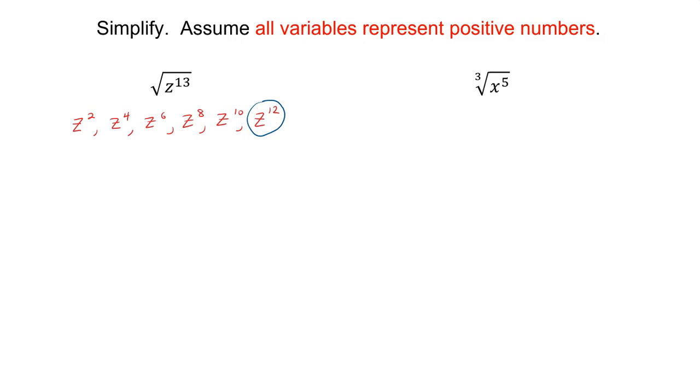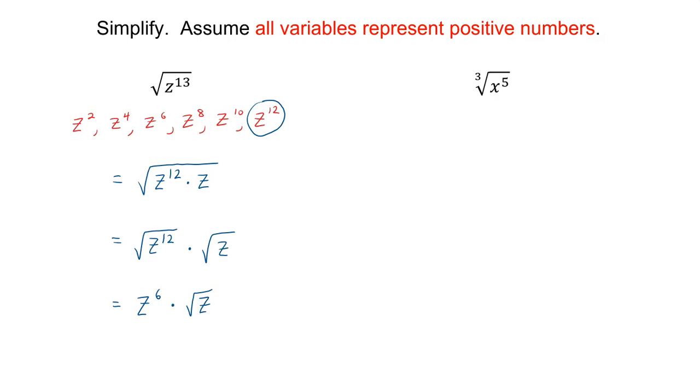So now let's write the square root of z to the 13th as the square root of z to the 12th times z, because z to the 12th times z is still z to the 13th. And by the multiplication property of radicals, the square root of z to the 12th times z is the square root of z to the 12th times the square root of z. Now simplify the square root of z to the 12th. The square root of z to the 12th is z to the 6th, because z to the 6th times z to the 6th is z to the 12th. So that gives us z to the 6th times the square root of z.